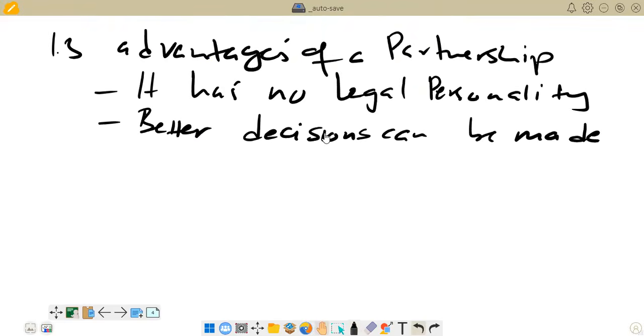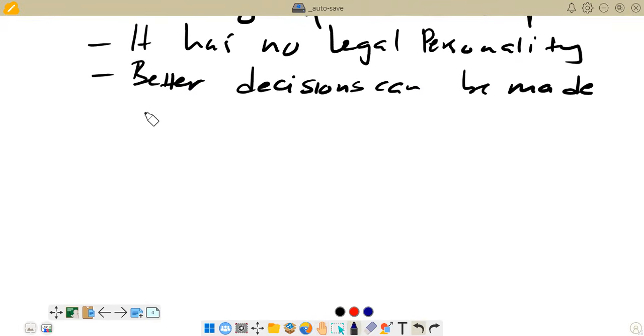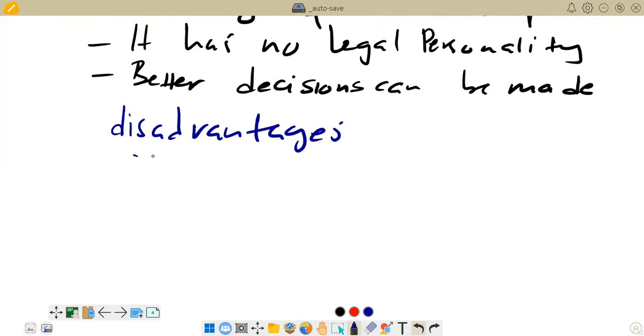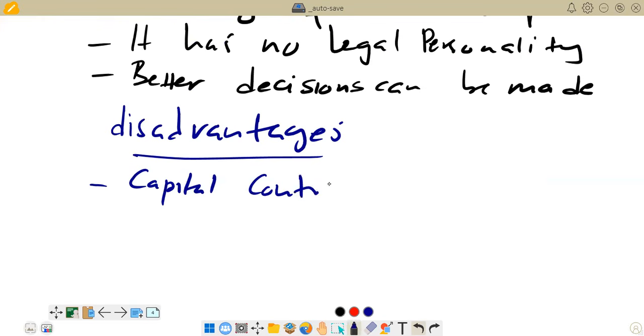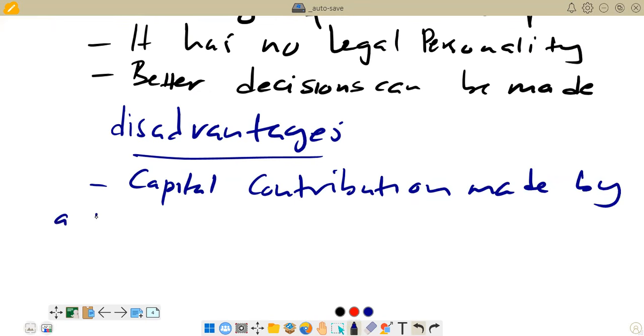Then we can try to see what we have in terms of disadvantages now. So we are now on disadvantages. So these are disadvantages of a partnership. On disadvantages, remember the maximum number of partners that can be there is 20, so that becomes a disadvantage. So we can say capital contribution made by a maximum of 20 partners.